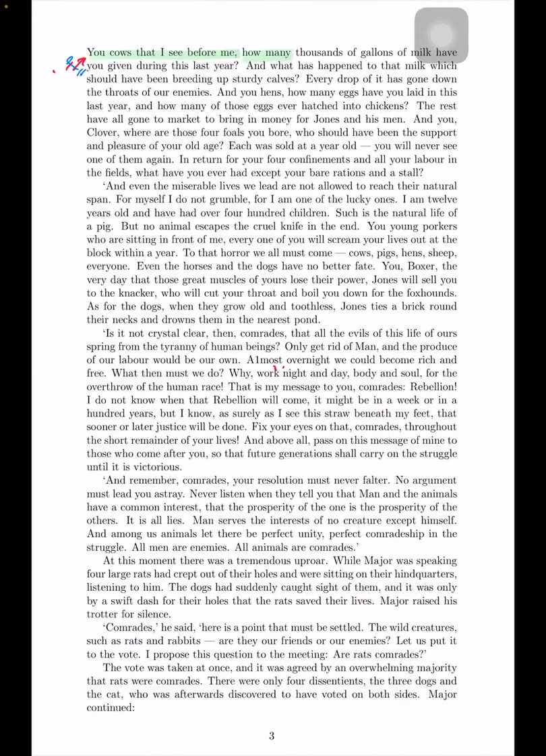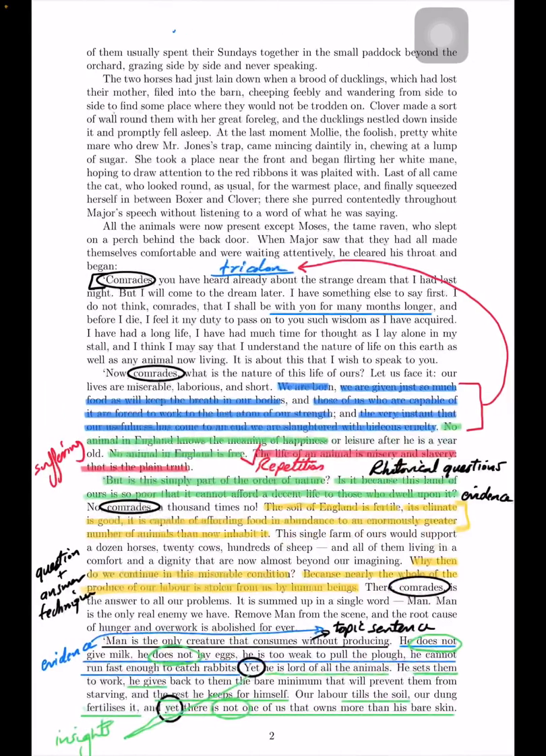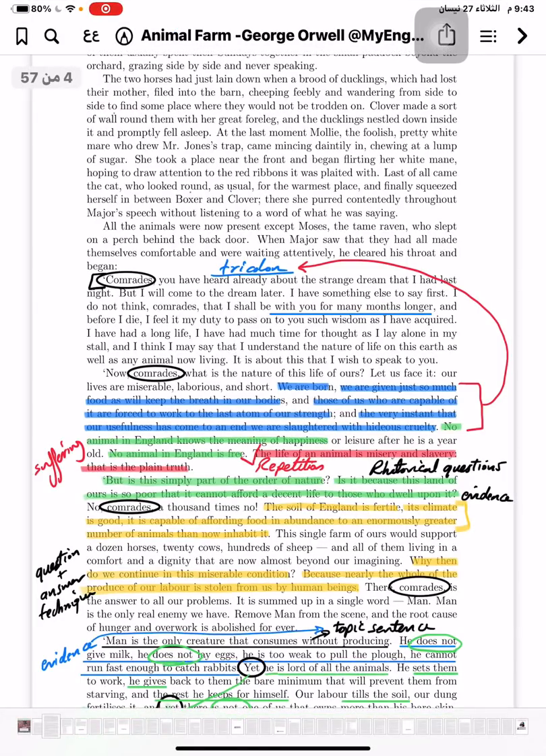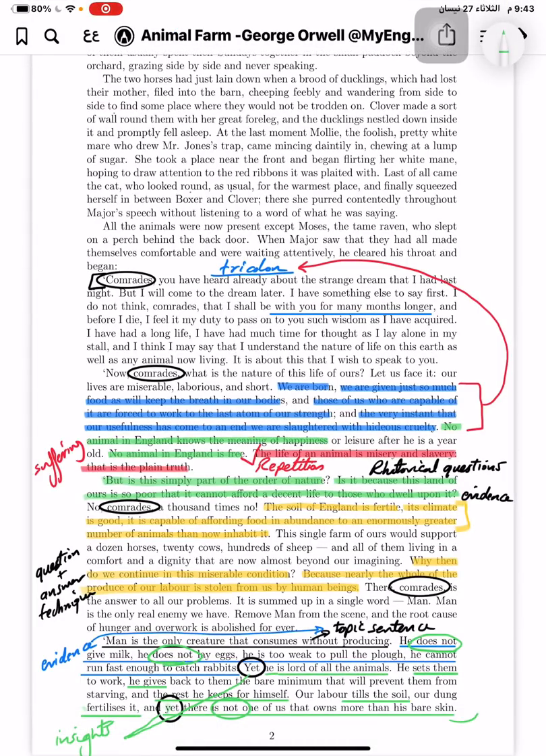And in between, we find once again that Old Major repeats examples and gives lists of many examples of how human beings exploit those animals, when he said he sets them to work, he gives back to them the bare minimum that will prevent them from starving, and the rest he keeps for himself. These are supportive examples of what was already mentioned in the preceding paragraphs.